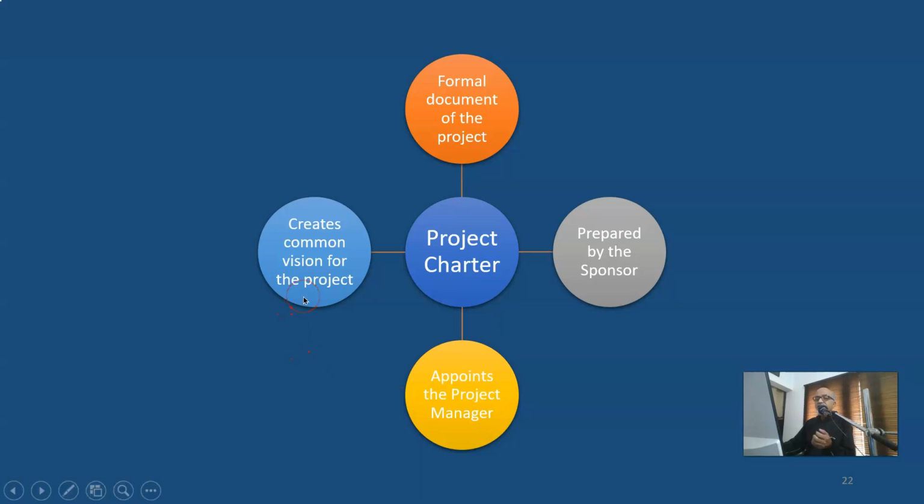And this is a great document to create that common vision for the project, because in projects there could be multiple stakeholders: the owner organization, the consultants, the contractors, the subcontractors, the suppliers. So a well drafted charter can create the common vision for the project, which is very much required for a good degree of integration of the efforts of all these stakeholders to the achievement of the goals of the project.